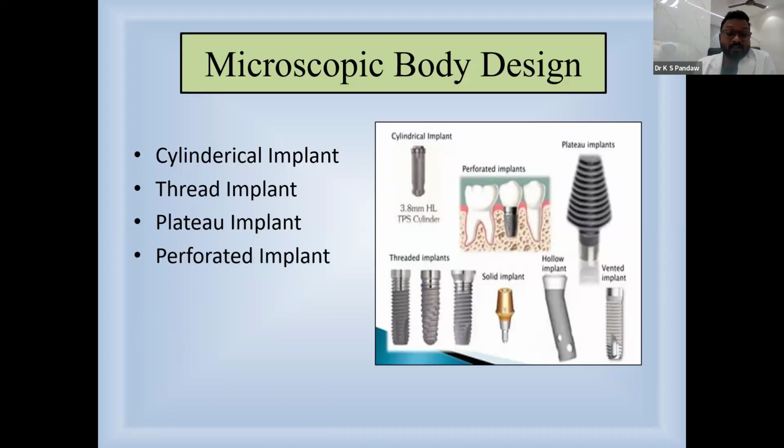And next is the perforated implant. If you see the picture on the right side, the smooth surface implant has a perforation. The systemic perforation is present in this implant for better osseointegration. And last is the solid implant, which is a one piece implant, and the hollow implant.